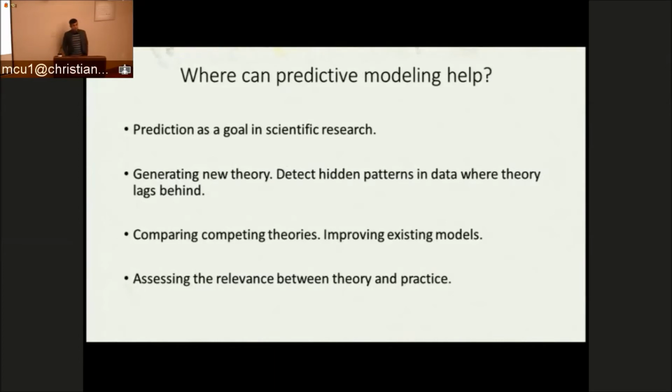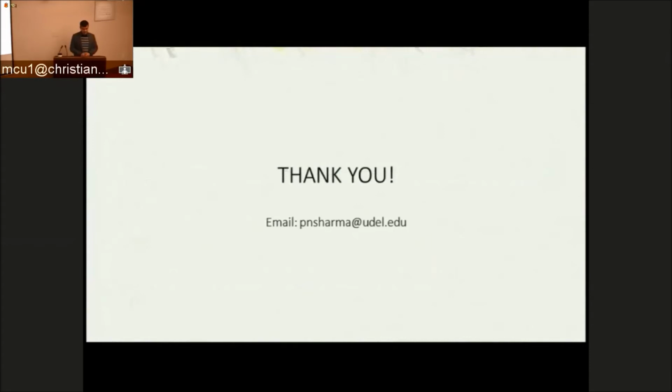You can compare competing theories, you can improve on existing models, and most importantly, prediction allows you to assess the relevance between theory and practice. For medical professionals, I guess this is one of the biggest takeaways because you don't really want to live in a theoretical world. You want to see your medical interventions work, and you want to know how good they work. Right? So that is where predictive modeling can be of real good help. So that was my talk, and that's my email address right there. If you have any questions.